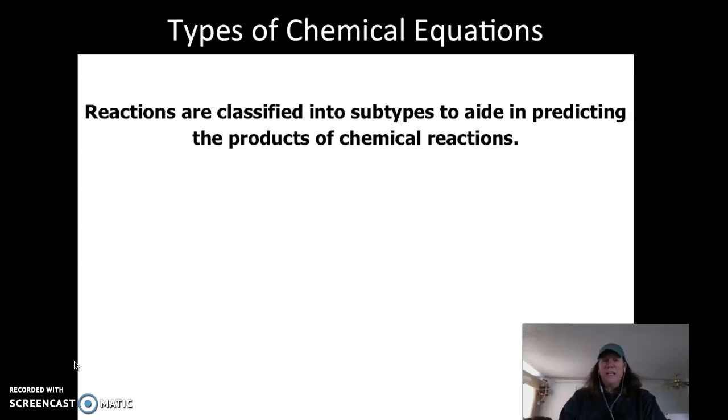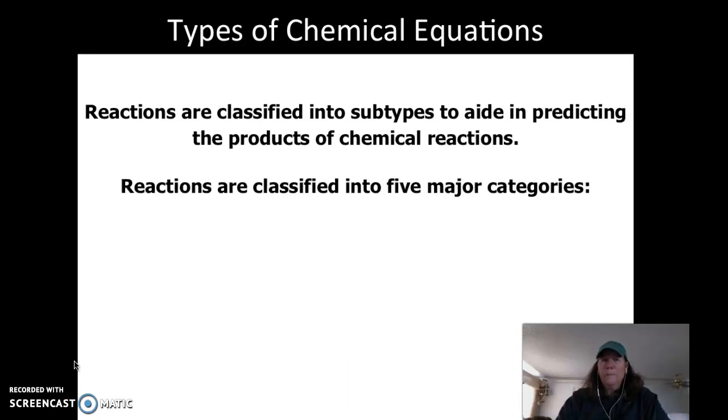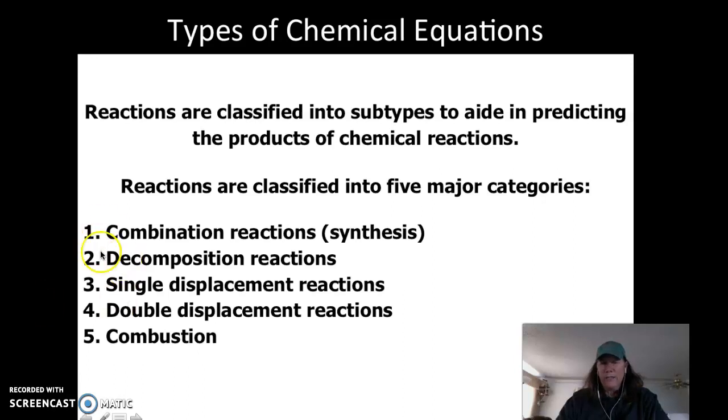And they're based on the reactants and the products, okay? Not specifically like every time you have oxygen or anything like that. No, it's the way the reactants and the products set up. So again, there's 5 major categories. The first one's called a combination, or I always call it a synthesis, depending on what book you read. Synthesis means to make something. So in a combination, you start with like 2 reactants and they combine to form one product.